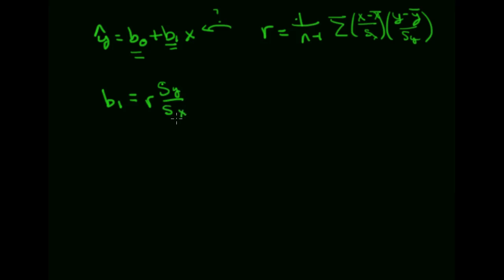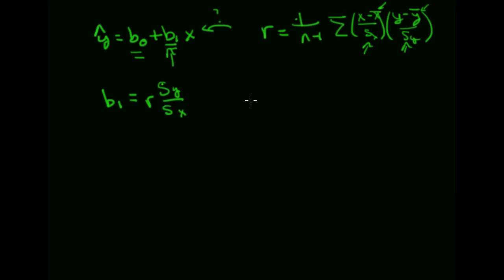So if I actually know the data set, if I know all the x values and all the y values, I can get the mean of the x values, the mean of the y values, the standard deviation of the x values, and the standard deviation of the y values. And then I can take 1 over n minus 1, take the sum, multiply all of these out, get r, and then take sy over sx, and this will give me the b1 value for that line. Well, that's kind of nice.